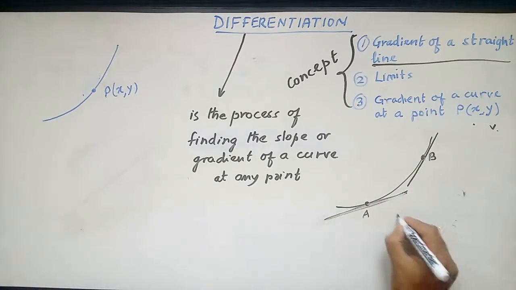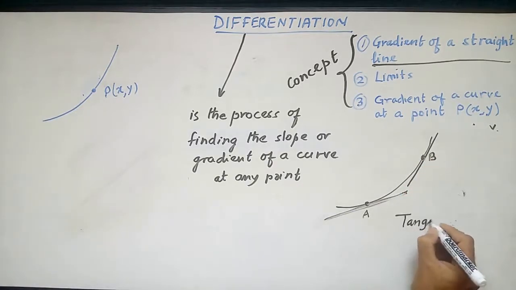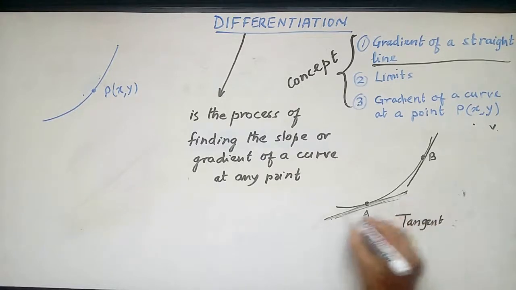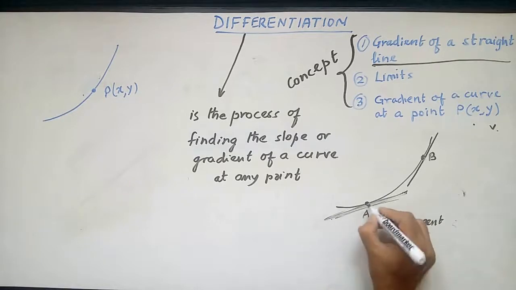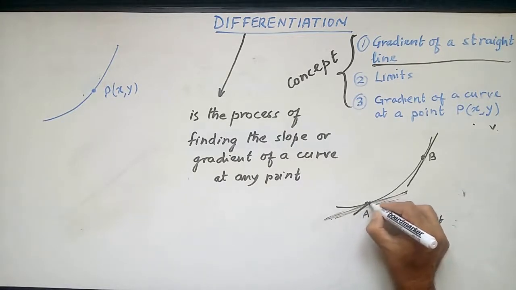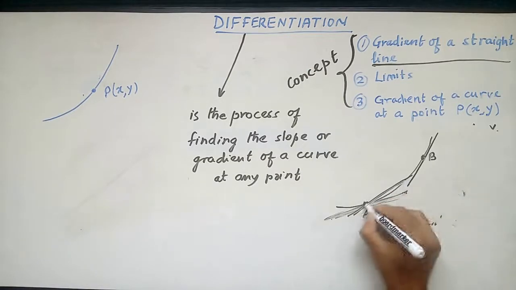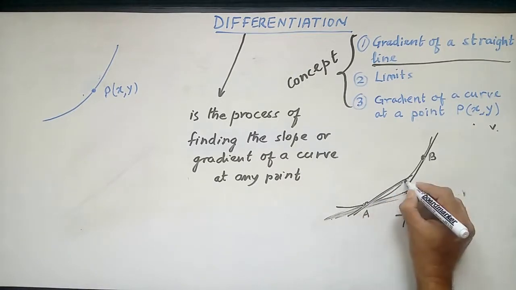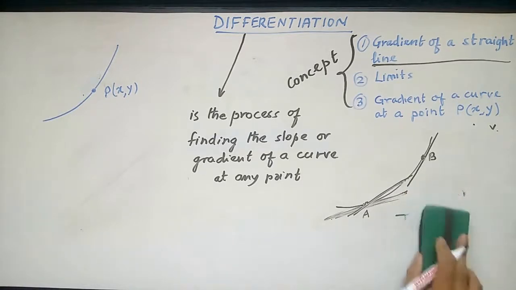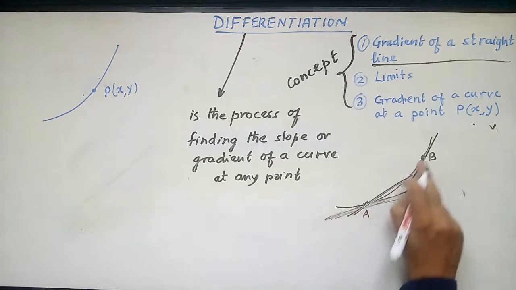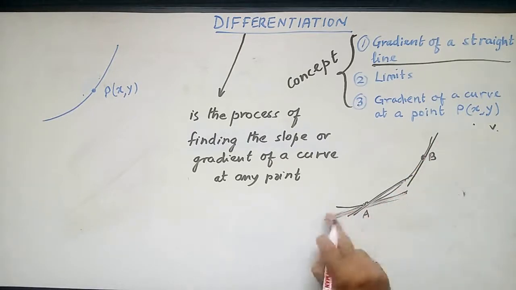What do you mean by the tangent? A tangent is a line that touches the curve at only one point. So if we have this point A, and we draw a line like this, is this a tangent? No, because it's touching the curve at these 2 points. So a tangent is a line which touches the curve at only one point.